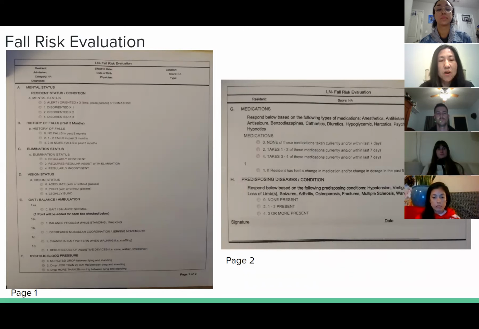The next form is a fall risk evaluation, which is similar to the fall risk assessment score. This score takes account of the number of falls in the last 12 months, slow walking speed, changing gait, loss of balance, poor sight, weak hand grip, and age. Like the fall risk assessment score, the fall risk evaluation takes account of history of falls, vision status, and gait, balance, and ambulation. There are factors that are not considered in the fall risk assessment score, such as mental status, elimination status, systolic blood pressure, medications, and a predisposing disease. Next slide, please.